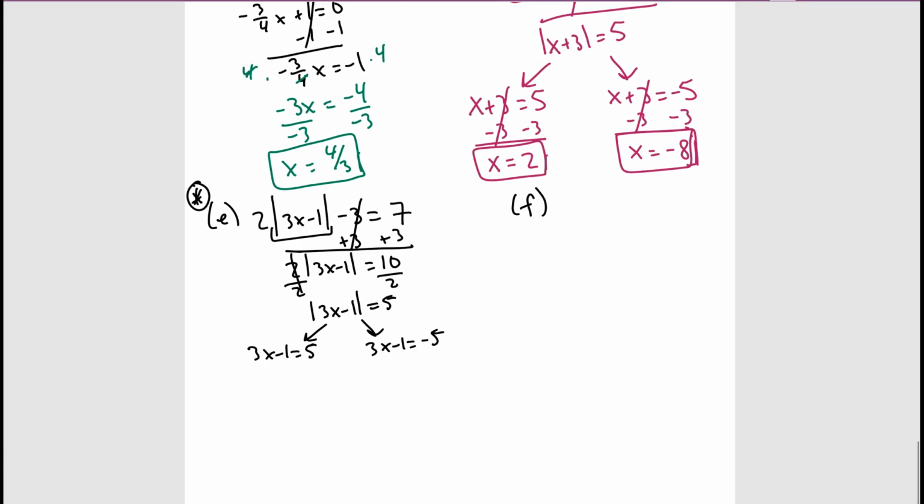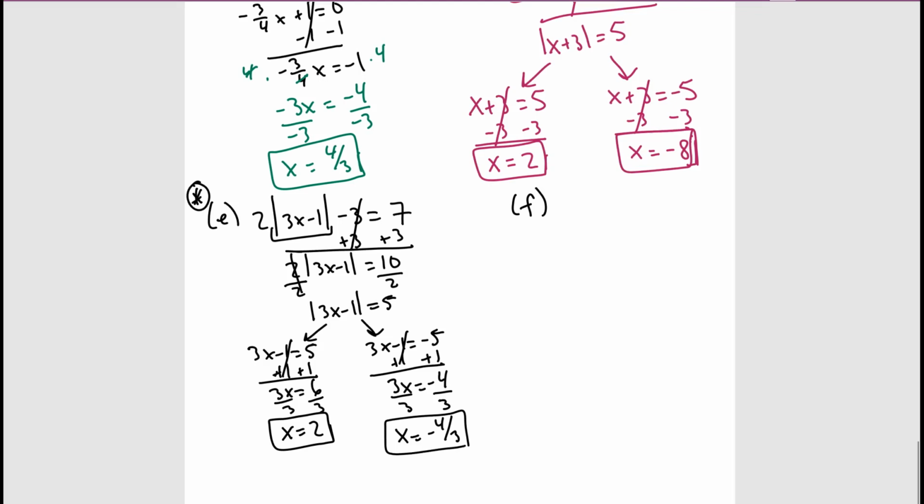So now I'm going to add 1 to both sides. So I have 3x equals 6, divide by 3, so x equals 2. That is my first solution. I'm going to add the 1 to the other one. I'm going to have 3x is equal to negative 4. Divide by 3 to both sides, so x is equal to negative 4/3. So that is my two solutions. This is as hard as it's going to get. You might have a couple fractions in there, but you know how to deal with fractions now.